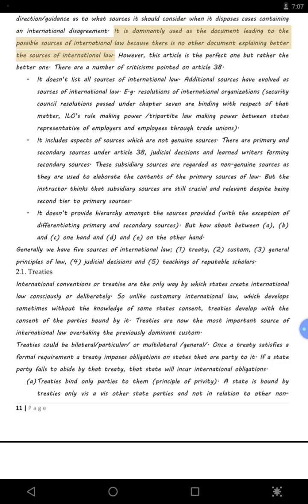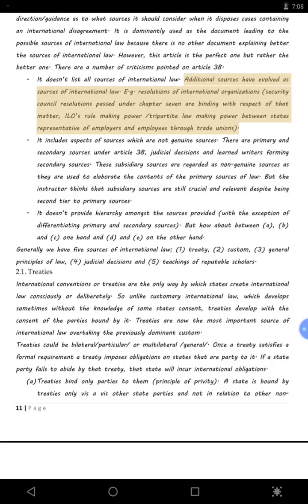It is dominantly used as the document leading to the possible sources of international law because there is no other document explaining the sources of international law better. However, this article is not the perfect one, but rather the better one. There are a number of criticisms pointed at Article 38. It doesn't list all sources of international law. Additional sources have evolved as sources of international law, e.g.